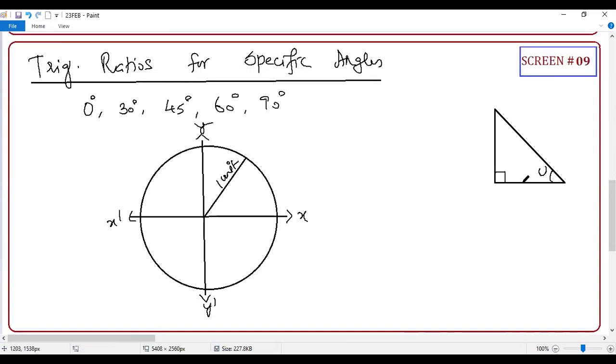Remember this, whatever I'm saying, it's very, very important. If I say theta, student, this is the opposite side, this is the adjacent side and this is the hypotenuse. Correct or not? If I say my hypotenuse is R, radius, consider R. Can you tell me what is this side? What is my opposite side? Opposite side by hypotenuse is what? Sin theta. Correct or not?